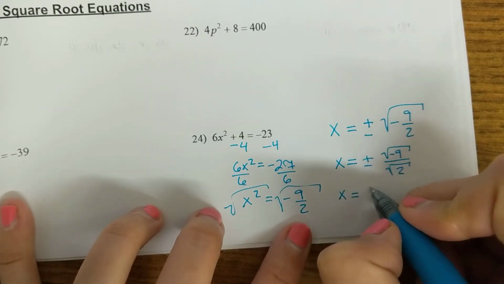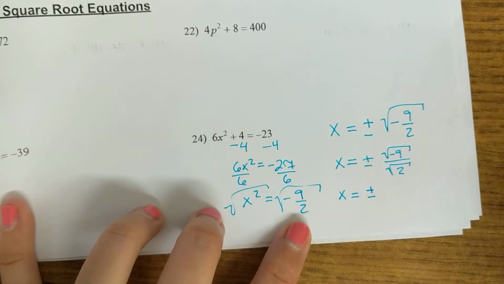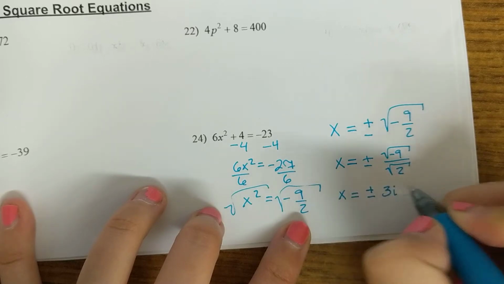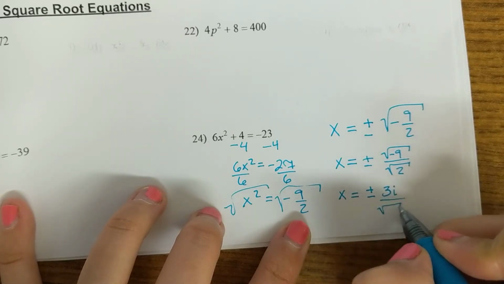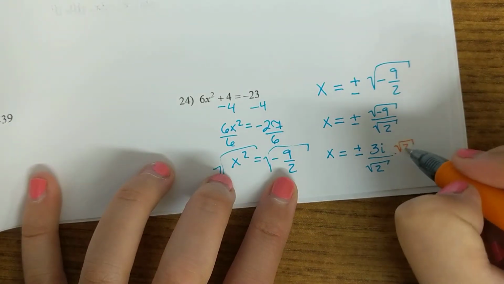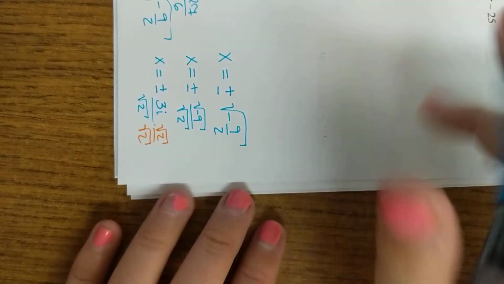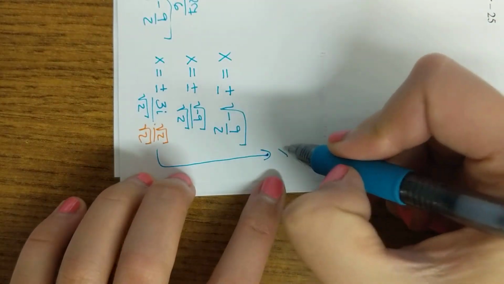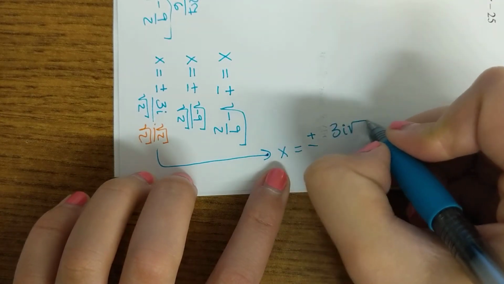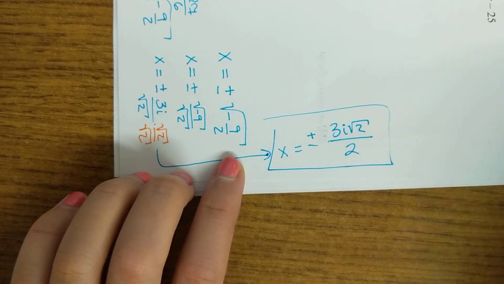X equals plus or minus, hey, the square root of -9 is actually 3i, which we learned earlier this week. 3i over root 2 times root 2 over root 2 in order to get rid of the root in the denominator. And I'm running out of room here. X is equal to plus or minus 3i root 2 over 2. And that's how we simplify that.